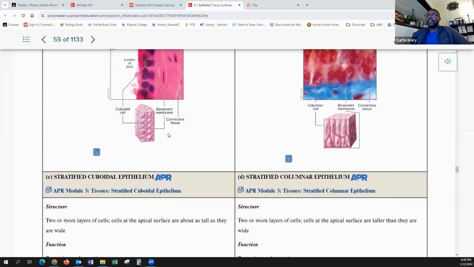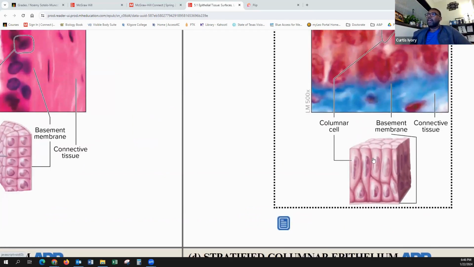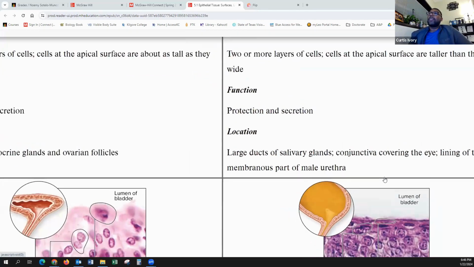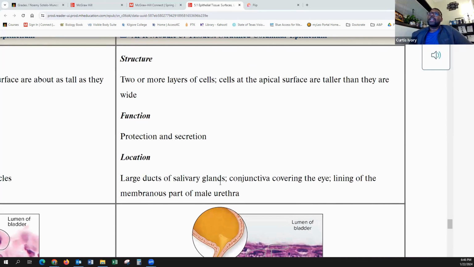For stratified columnar epithelium, stratified again meaning layered, columnar meaning that they're going to be in columns. Epithelium, again, is going to refer to the skin, which is what you see right here. They're columns, which means that they're long like columns. They're going to be for protection and secretion, but they're going to be found in large salivary ducts. So the secretions that your mouth makes, especially when you smell food or when you sleep and you drool, those are glands.